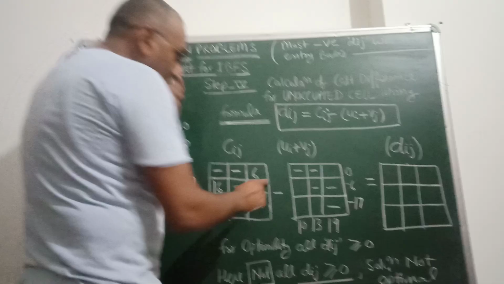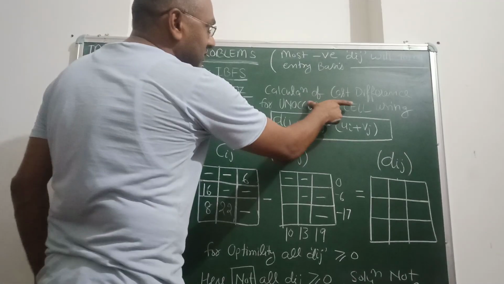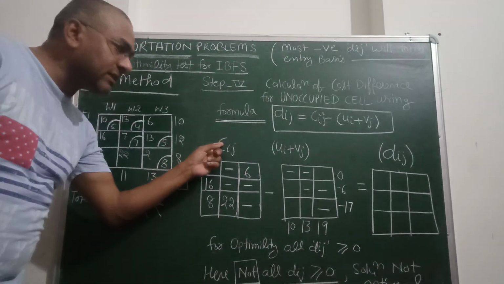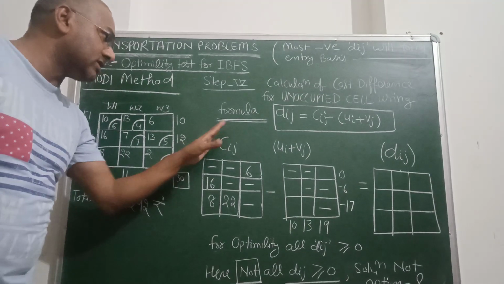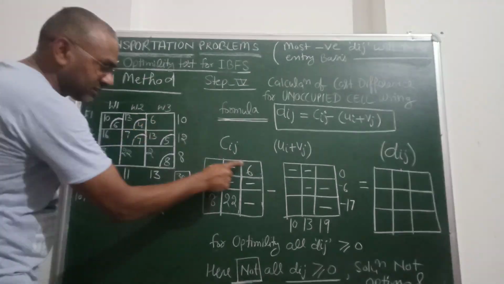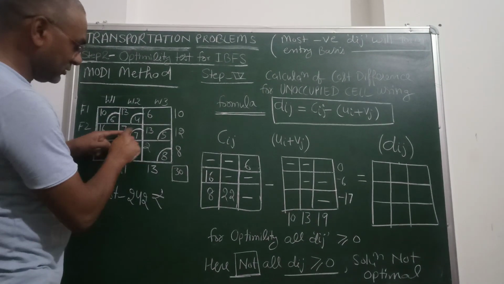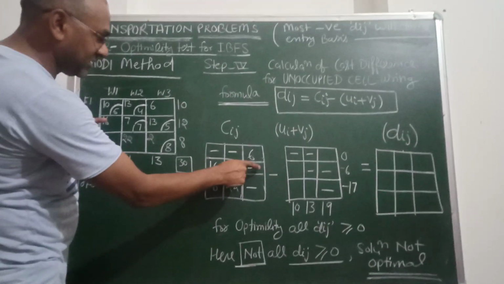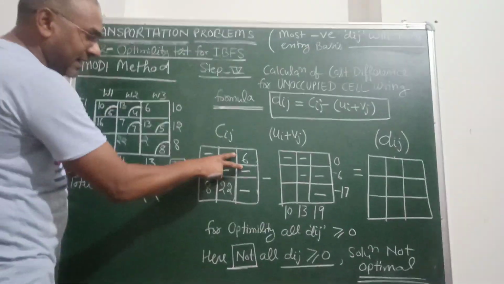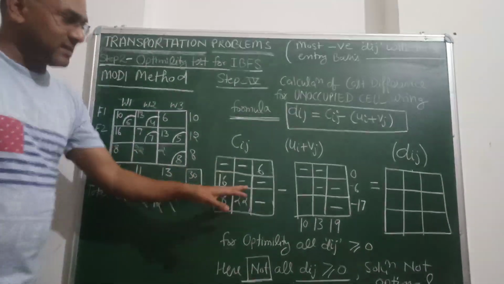Now cij, as you know, these are the values of the unoccupied cells. From the table you will see that cij means the unit transportation cost, not the allocations. Cij means for the unallocated cell. So this is 6, again this is an unoccupied cell, this is 16, this is occupied so dash has been made. Then this is an unoccupied cell, so out of 9 cells there are 4 unoccupied cells. The rest of the cells have been marked as dash.